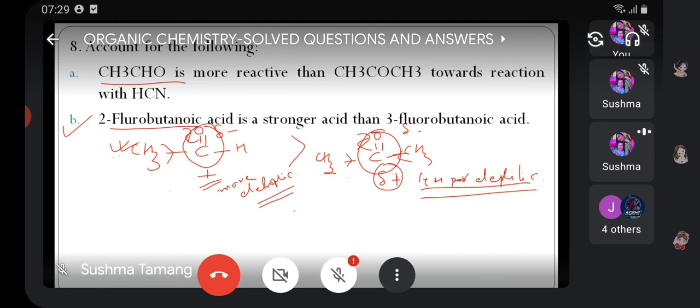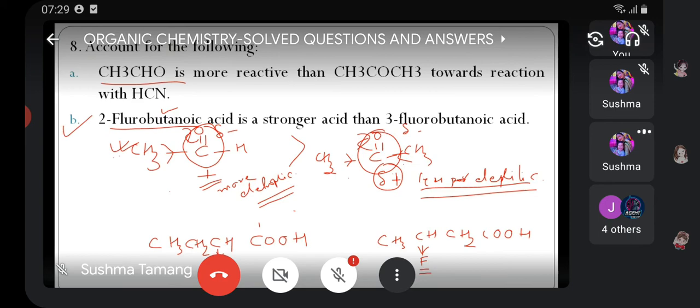2-fluorobutanoic acid. So draw the structure. Butanoic acid means how many carbon? Four. COOH last ma 2 भनेपछि this is 1 and 2. यहाँ F छ. Meet the valency, CH2 CH. Then next is 3 मा छ. So CH3 CH यता F हुन्छ. Then CH2 COOH. So now both this is like electron withdrawing group.